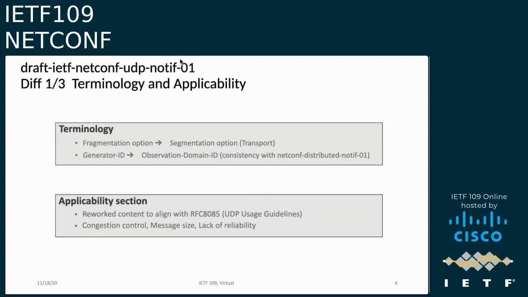Then we reworked the applicability section of the draft to align with RFC 8085 on UDP usage guidelines. Mostly what we covered is congestion control or lack thereof, dealing with MTU and the lack of reliability of the draft. Basically, what we did is to show that the context in which this protocol would be deployed is aligned with the recommendations that are defined in the RFC. So I did not list all the strict recommendations and guidelines of the RFC, but I've been sticking to the actual guidelines for the context of application of this protocol. Next slide, please.